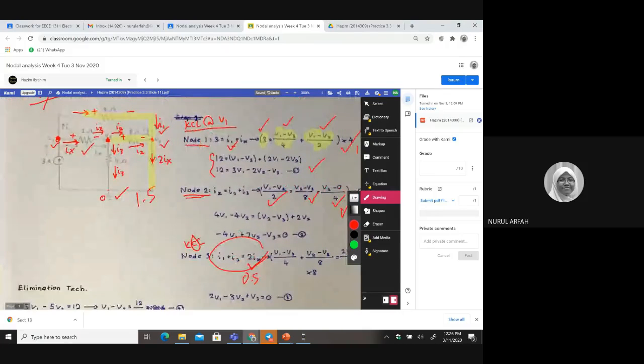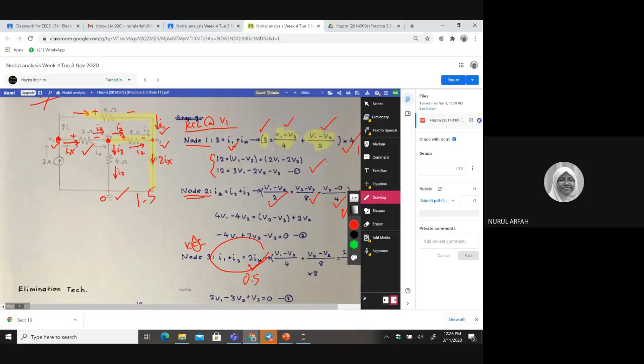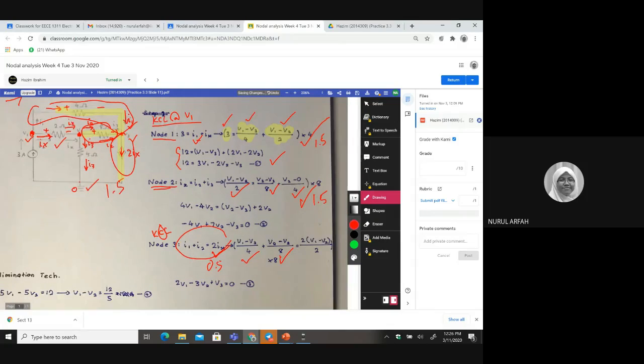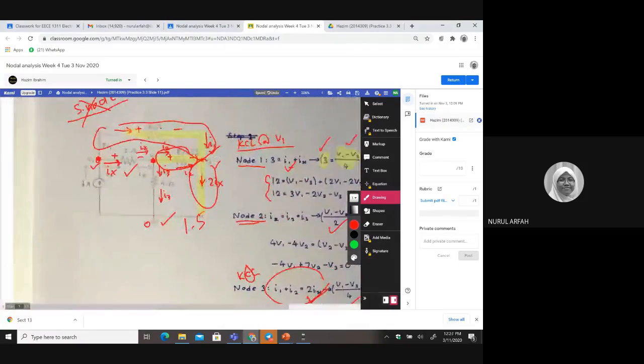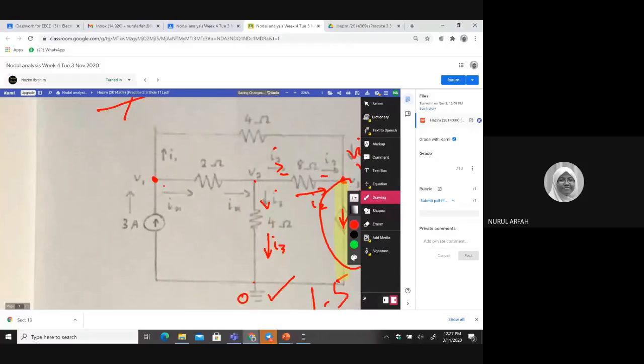Okay, so for this part, V1 minus V3 divided by 4, yes. And then this one, just now. And then we have V2 minus V3 over 8. Yes, correct. This is this part. And then the third part, 2IX. But what is IX? What is IX? IX is actually the current flowing through the 2 ohms here. So you need to know how to find IX.